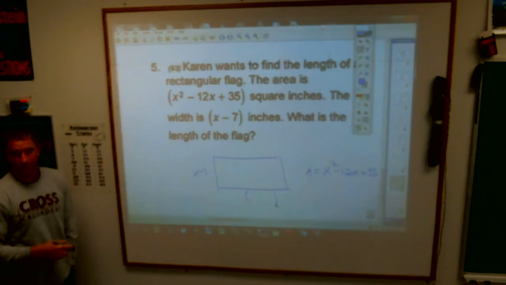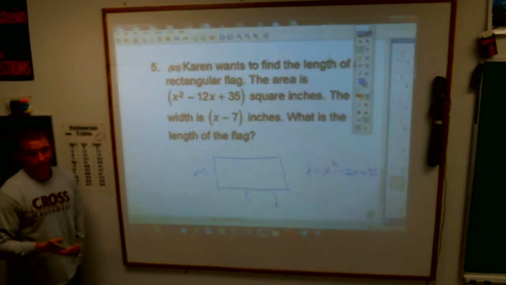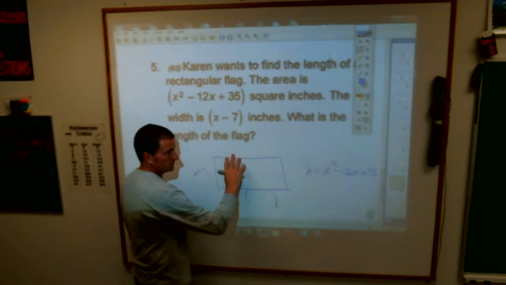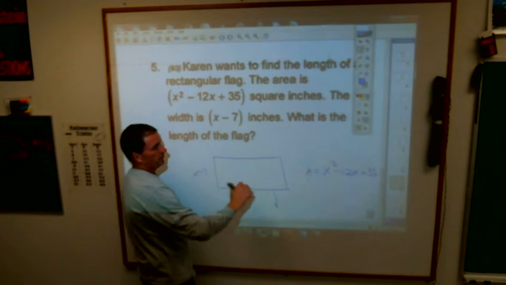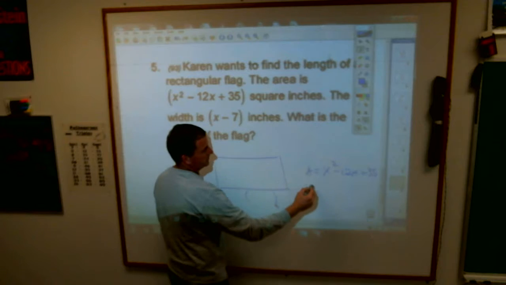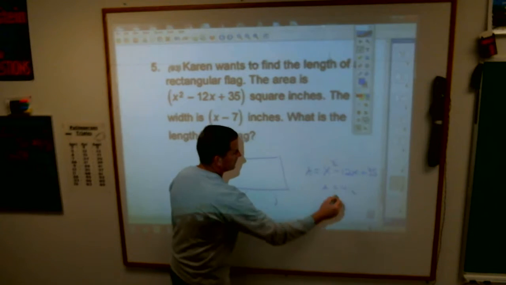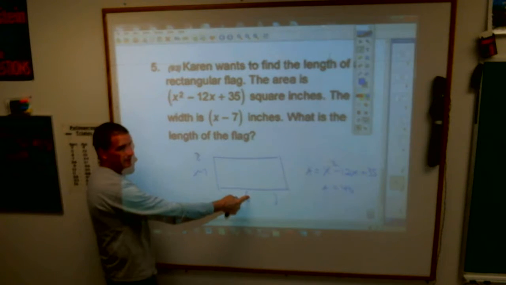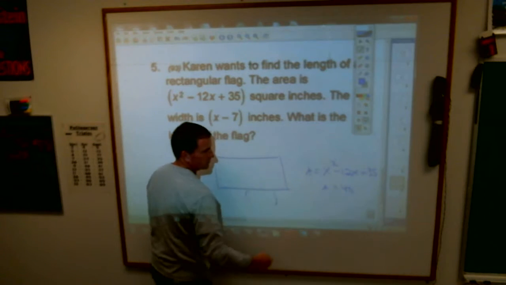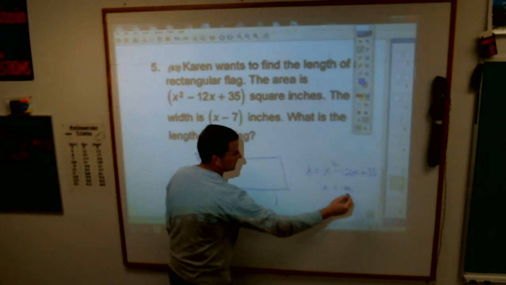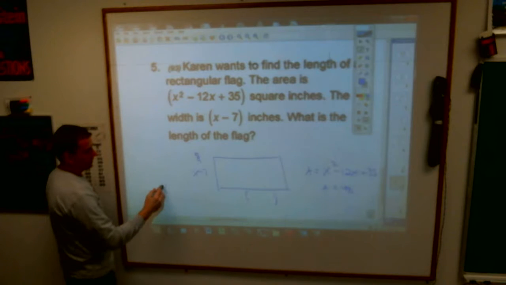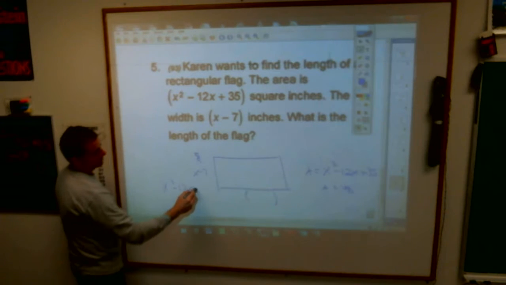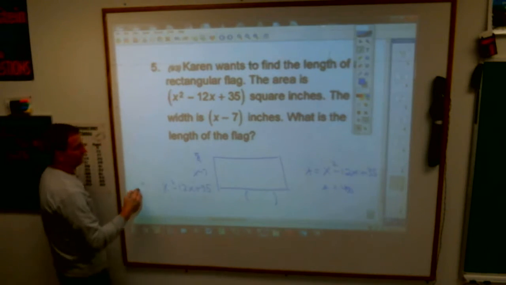First of all, what type of problem is this going to end up being? Take away all this stuff and just put other numbers in it. Let's say the area of this is 40 and you knew one of the sides to be 8. How would you find that side? Divide. What number times 8 gives you 40? It's a division problem. Well, that's the same thing with this. You're going to take x squared minus 12x plus 35 and divide it by x minus 7.